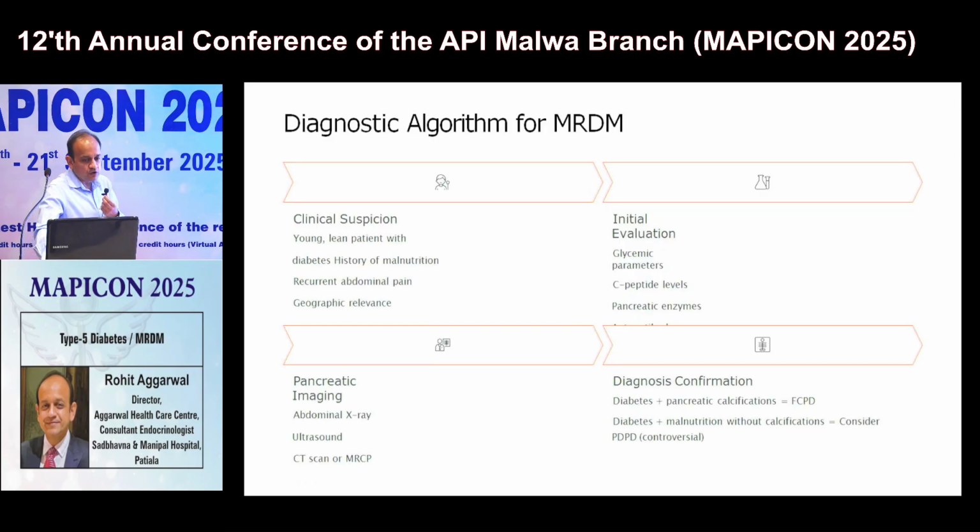So how to diagnose? Clinical suspicion, most important. Evaluation, which we have discussed. Pancreatic imaging, which I have discussed. So the confirmation comes from diabetes plus pancreatic calcification, FCPD. Diabetes, no calcification, patient is lean, BMI is low, sugars are high, consider protein deficient pancreatitis. Be careful labeling them as type 5 because still controversial, but we can label them.